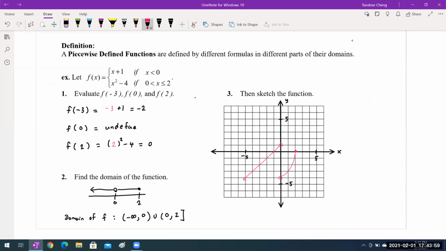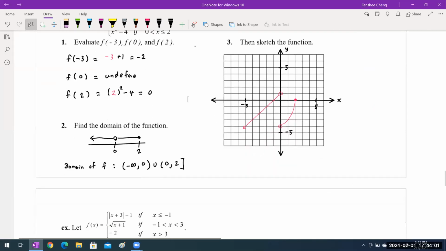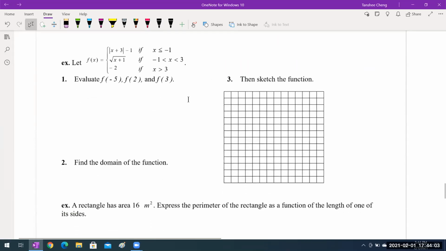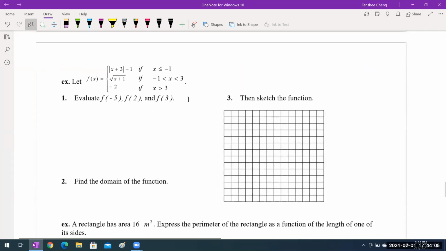And the next example is also graphing a piecewise defined function. Take a few minutes to start working it yourself and then see, do you get the same answer as me or not? Right?